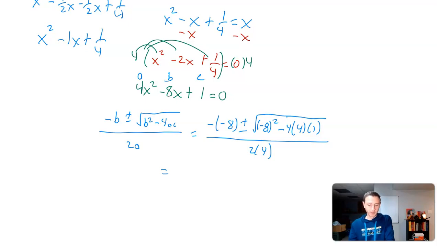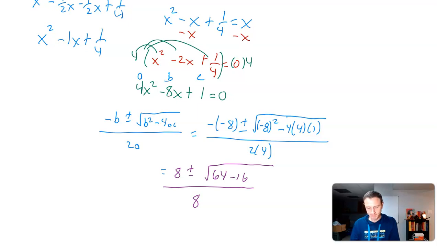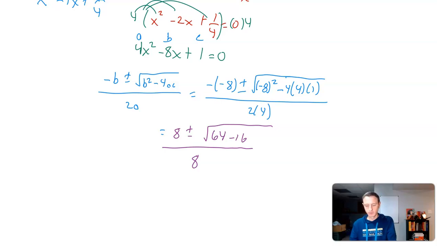Negative times negative 8, or the opposite of negative 8, is positive 8. Plus minus the square root. I'm going to change colors here. So again, the opposite of negative 8 is positive 8. Plus minus the square root of negative 8 squared, which is going to be 64. And then we have 4 times 1 is 4, times 4 is 16. So minus 16, all over 8, 2 times 4. I get 8 plus and minus the square root of 48, divided by 8.